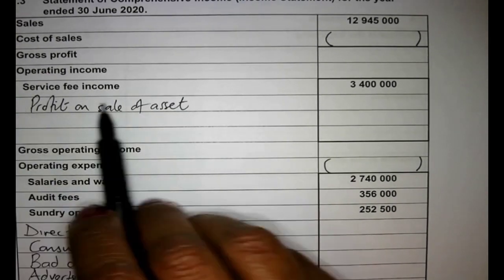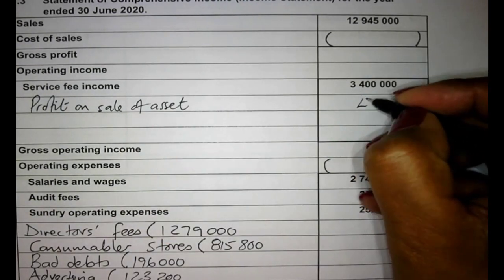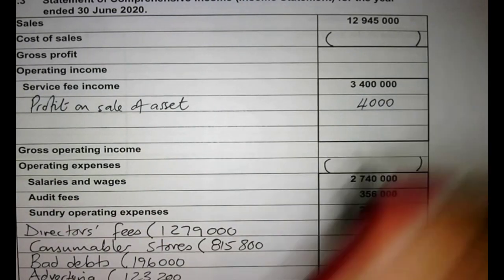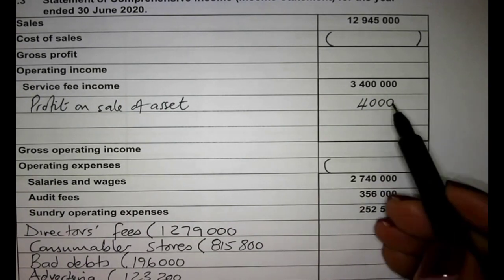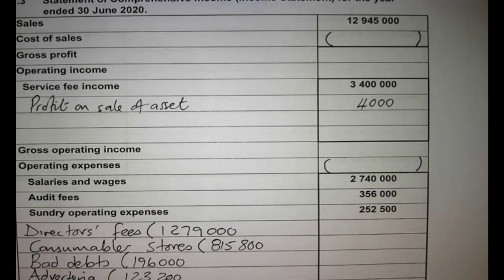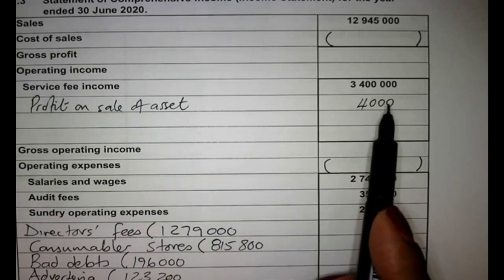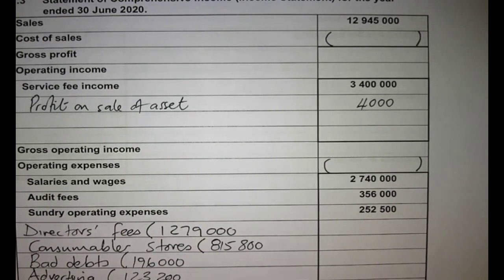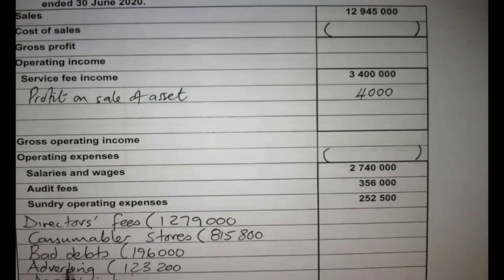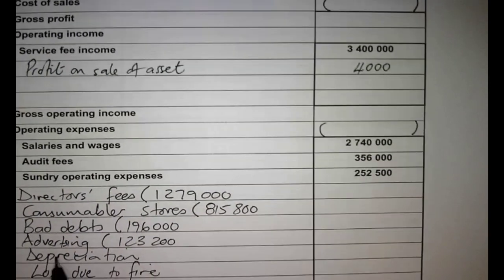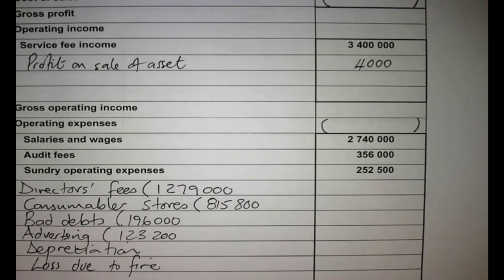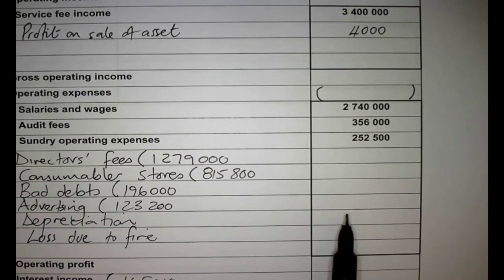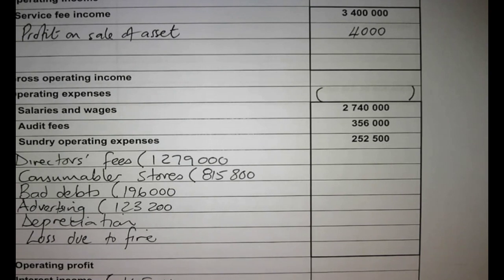So let's fill in profit on sale of asset. I already have. I'm going to put in the 4,000 there. And I'm going to get a part mark, because if I get it wrong in my calculation, but I copy the wrong amount over in the right place, I get a part mark. Now I'm going to go down to depreciation. There we go. I'm going to put in my depreciation amount. Remember, we copied this in. So can you see how easy it is now? Now you're just filling in the puzzle. It's already there.